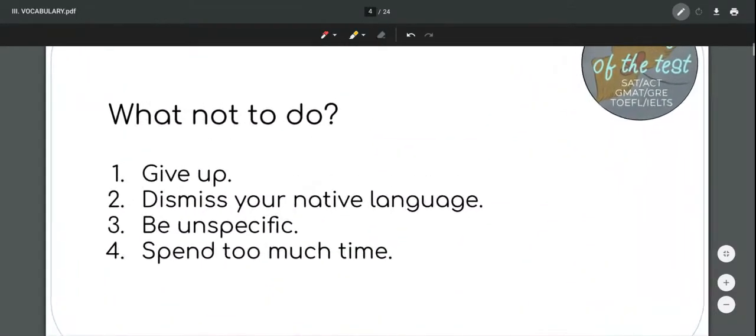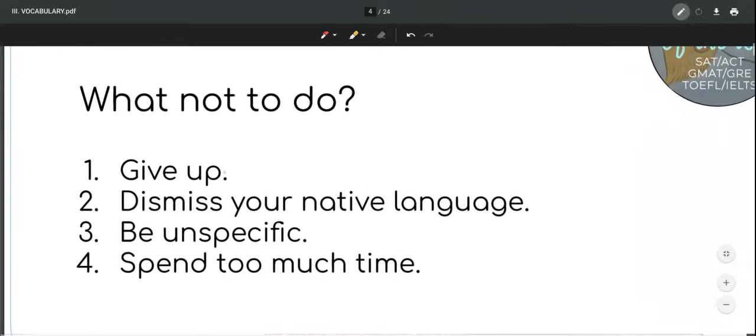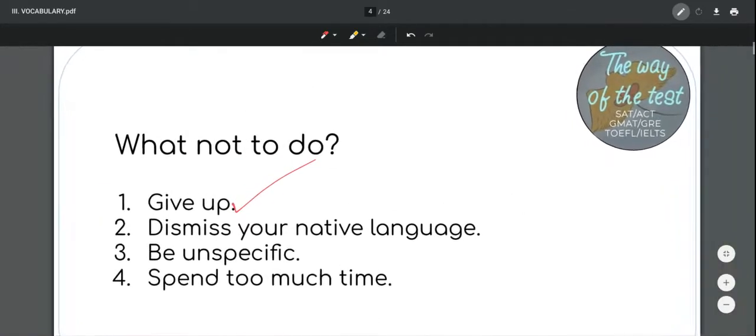Okay, what are things you don't want to do? You don't want to give up. So let's say you don't know the meaning of the word. You don't say, oh, I give up, this is such a difficult word, I don't even want to look at it, I'm going to go straight to guess. Don't go straight to guess, okay? Just try to get it from the context. And if after trying it you still don't get it, then guess, then mark something, but don't just go straight to guessing.